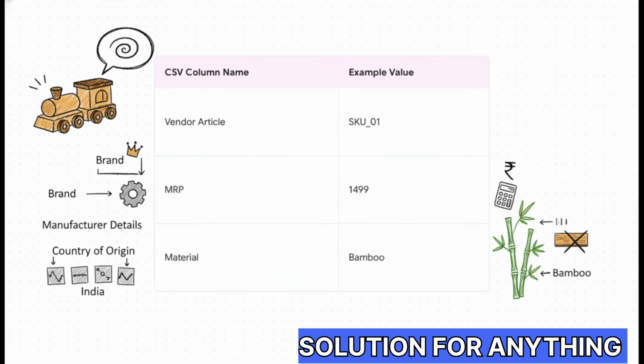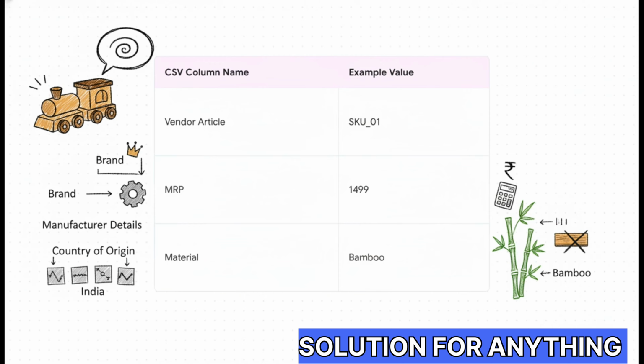You're going to start entering your info at the vendor article column. Just think of this as your SKU or stock keeping unit. So for our wooden toys, we might just input SKU_01. Moving right along, you'll select your brand name from the drop-down menu. You'll also need to input your manufacturer details and your country of origin, which for most local sellers simply means typing India across all 5 required country columns.